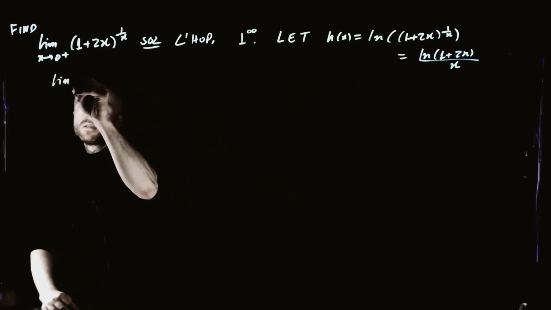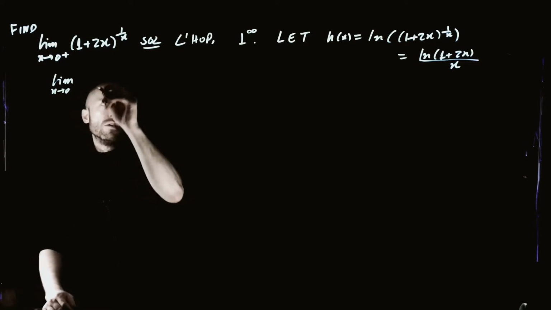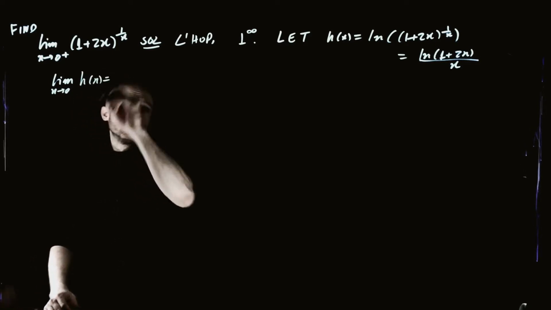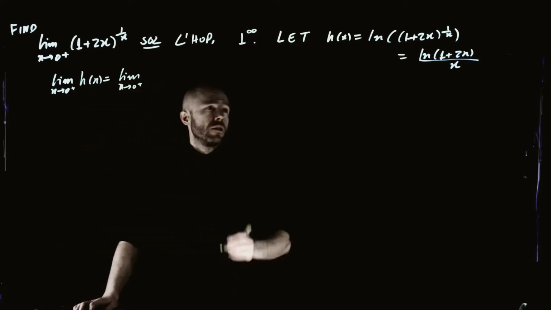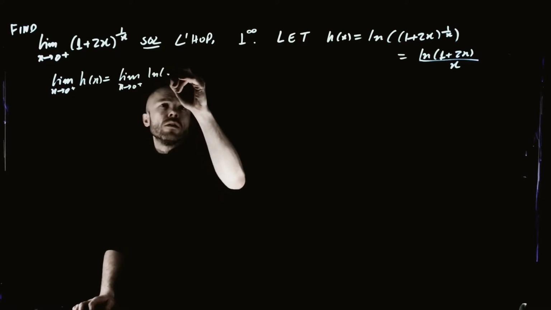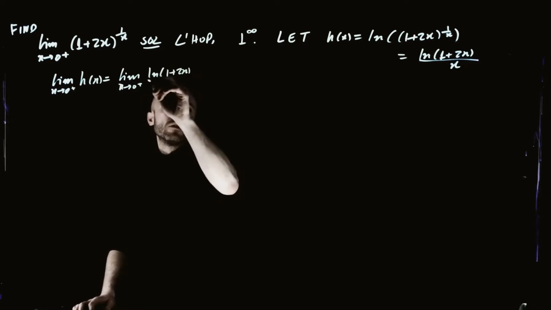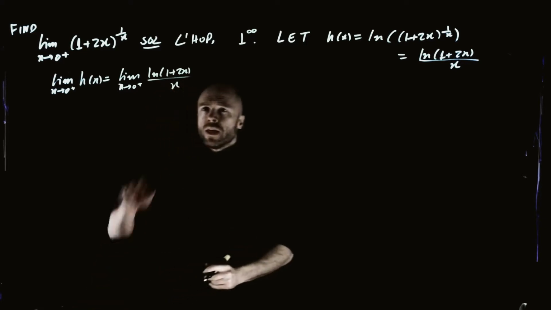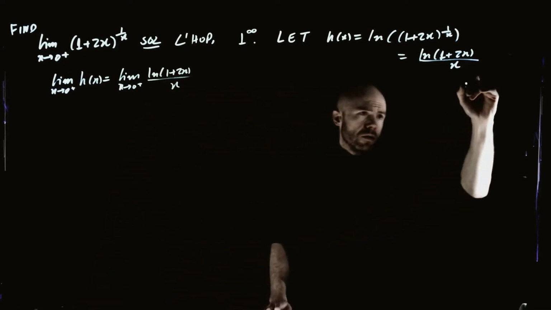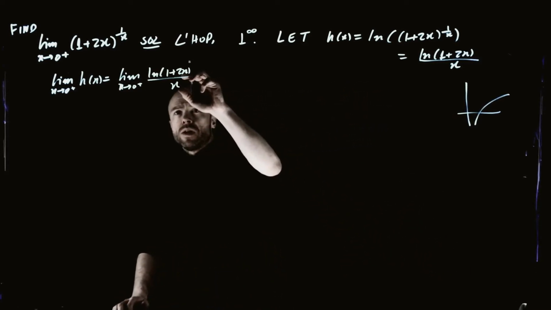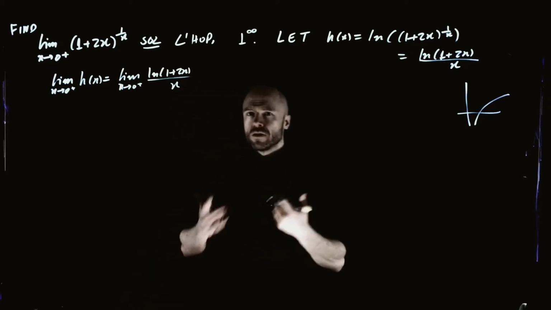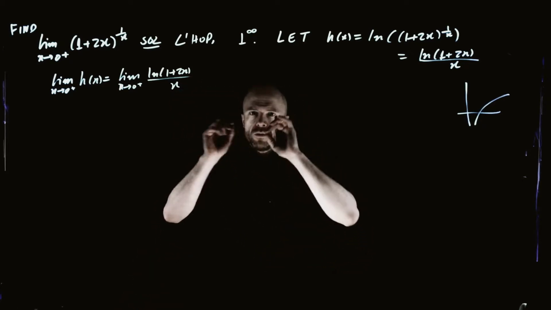So if we look at the limit as x tends to 0 of h of x, then this is the limit as x tends to 0 plus of log of 1 plus 2x over x. And we know, of course, the graph of log looks like this. So as we approach 1, then log of 1 is 0. So this is tending towards 0. The bottom is also tending towards 0. So we have 0 over 0.